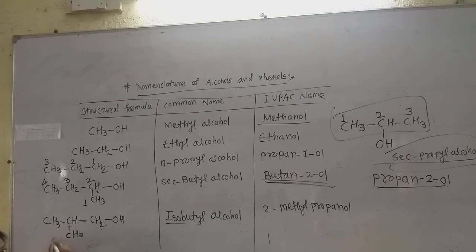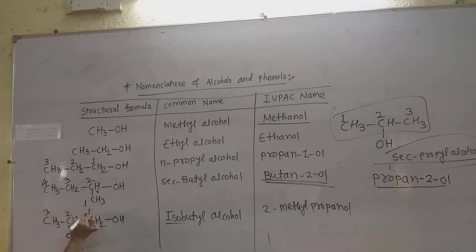This methyl group is not in the chain. This is considered as the substituent. This is not in the chain. Remember, the numbering is given only in a straight chain. Why do we give the numbering 1, 2, 3, 4 in this way? Because this CH3 group is in the chain, but it is not in the straight chain. So give the numbering from this side as 1, 2 and 3.